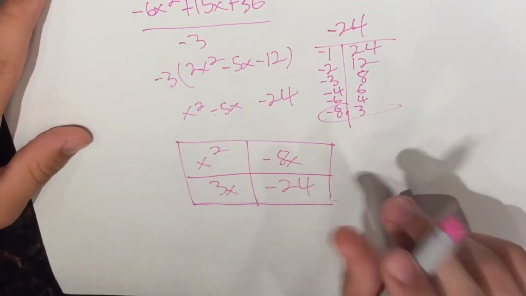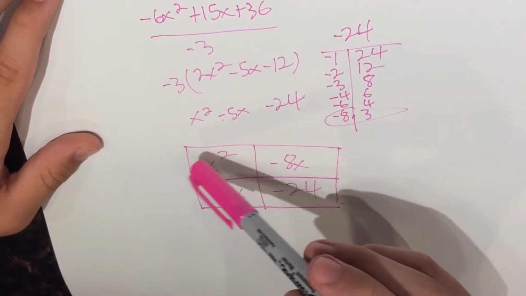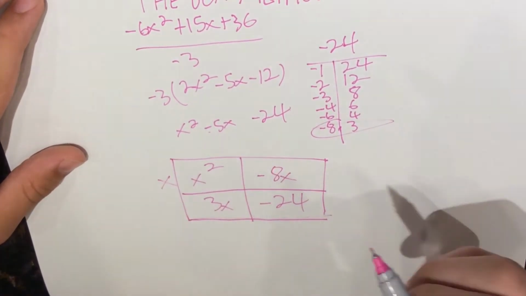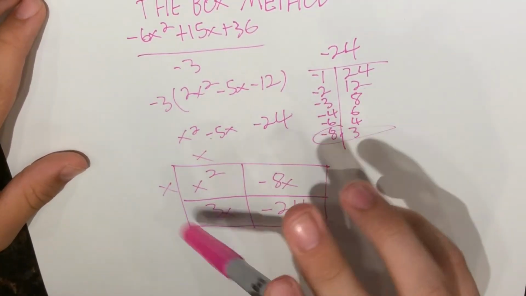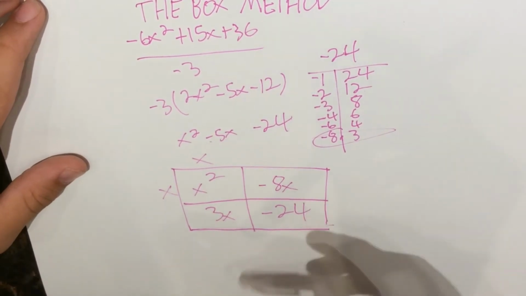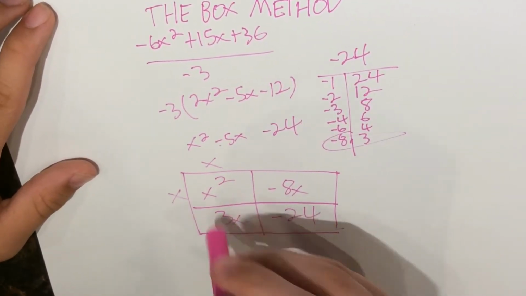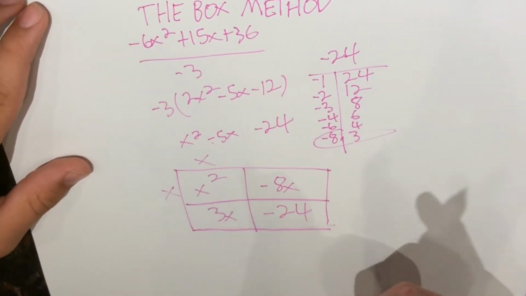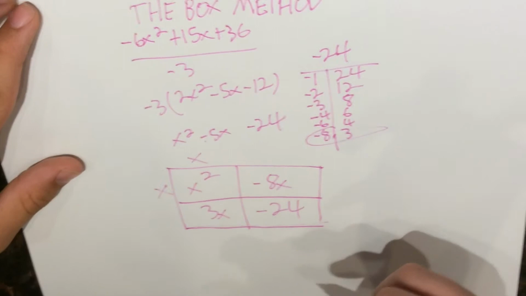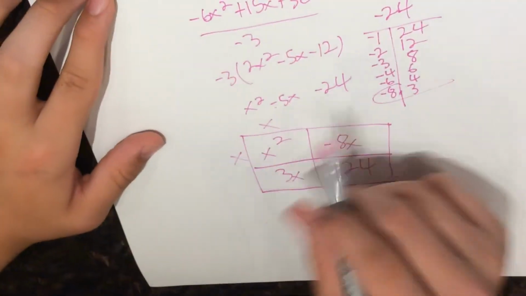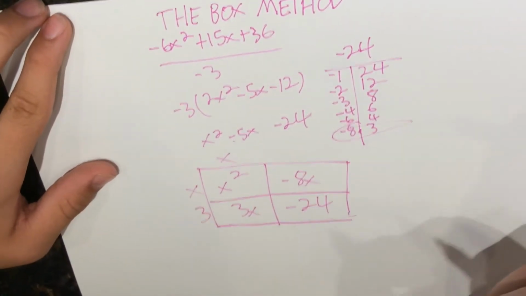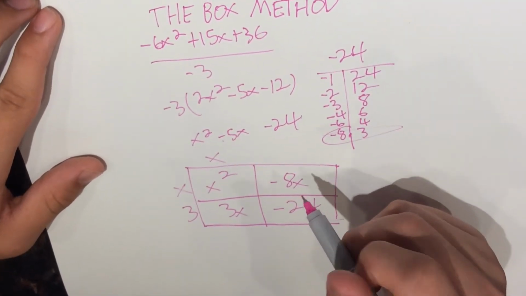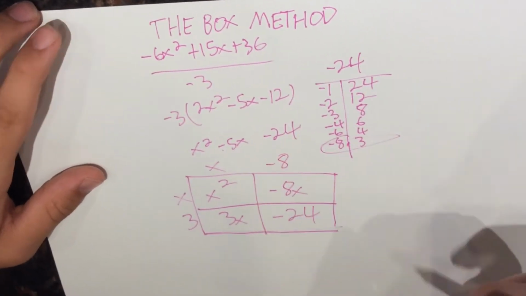Now we're going to see what is common between all these terms as they line up in the box. Between these two terms, we have x that is common, and between these two terms, we have x that is common, because this has 1x and this has 1x, obviously. And right here, since 3 goes into negative 24, we have the term of 3 that is common. And since negative 8 goes into negative 24, we have the term of negative 8 that is common.